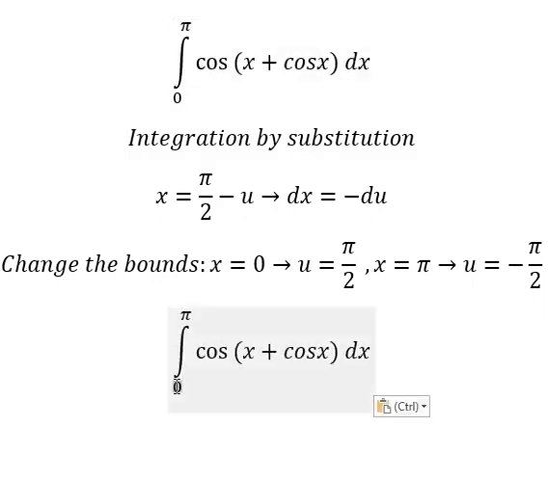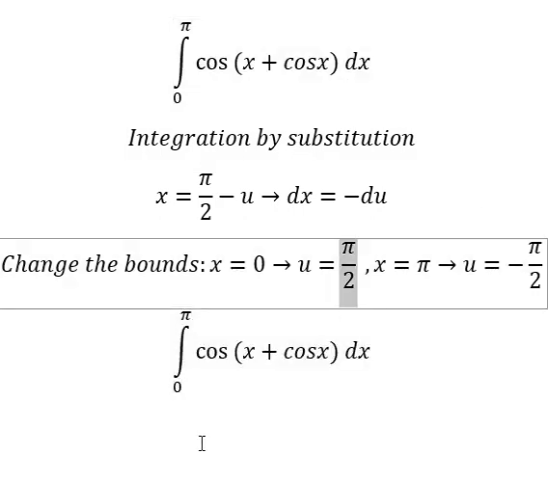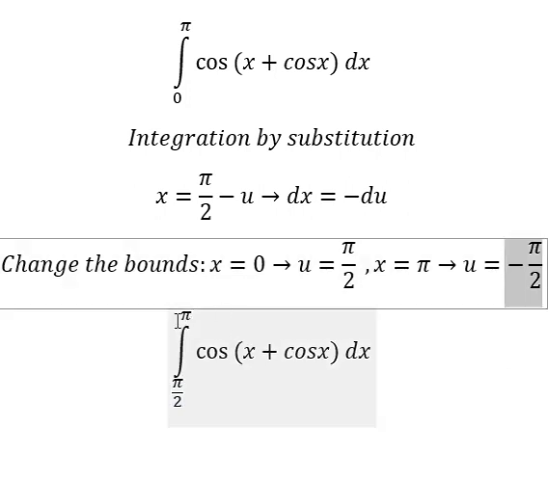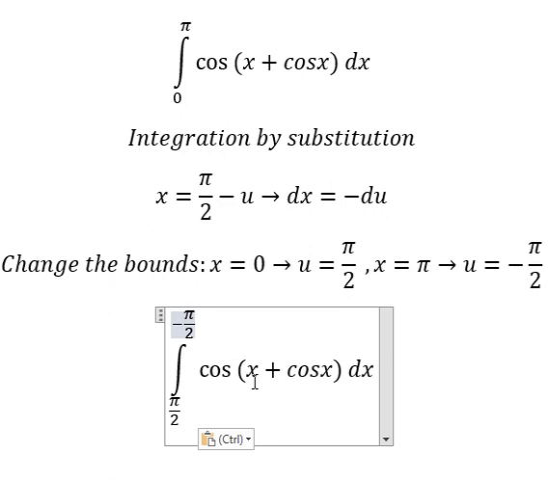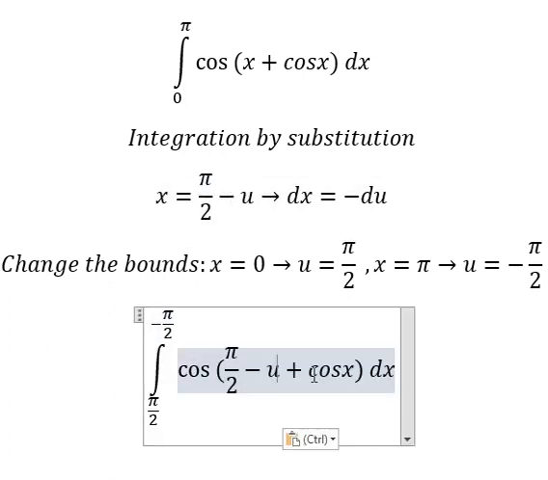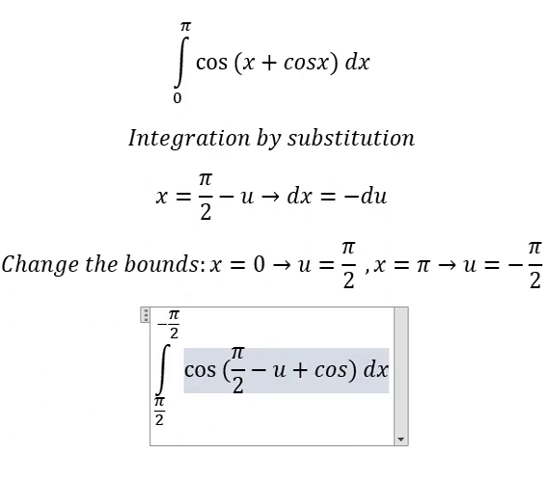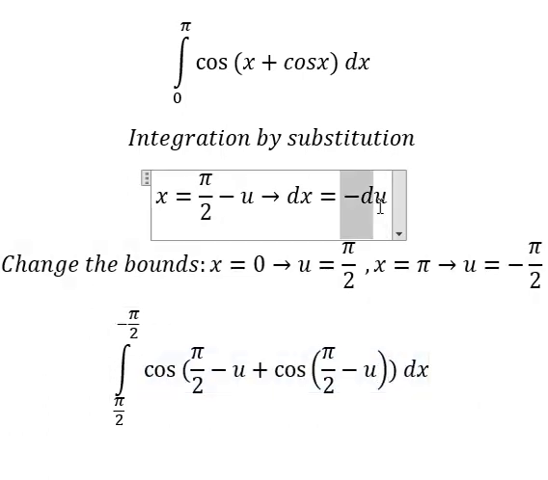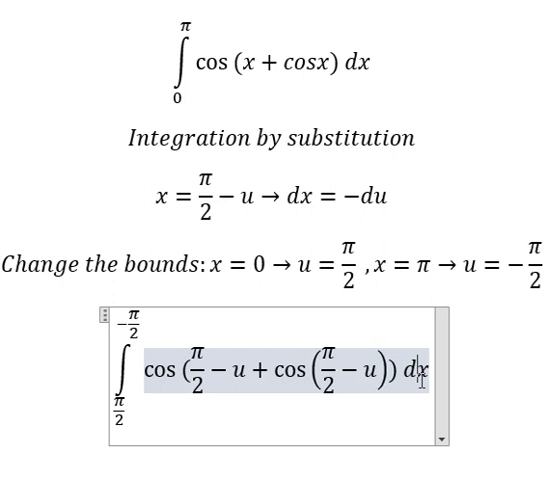So this one, we change for this one. b, we change for negative b over 2. s, we change for this one. And this one. The ds, we change for negative du.